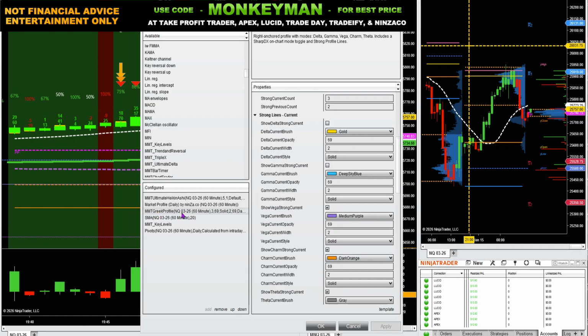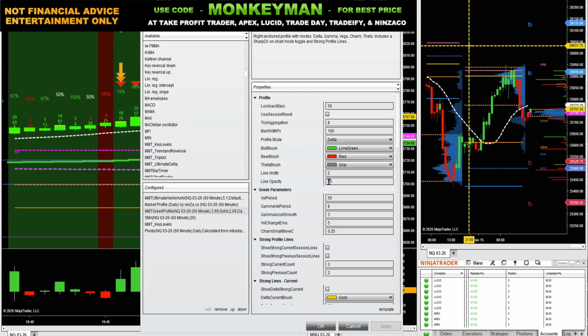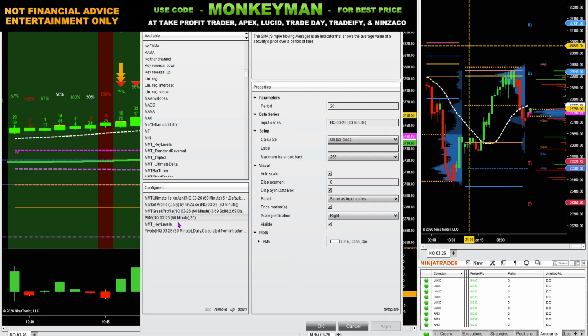I've got the MMT Greek profile on the chart. That's the histogram on the right side showing me the previous areas of strong buying or strong selling. The only thing that I'm using is the histogram. The profile mode is in Delta. Got the 20 SMA on the chart.